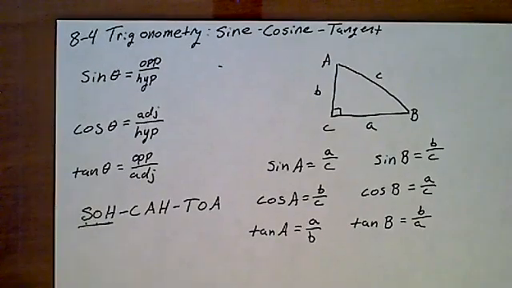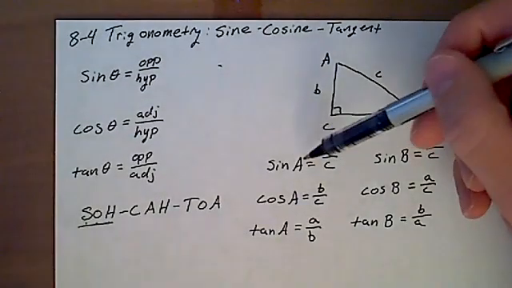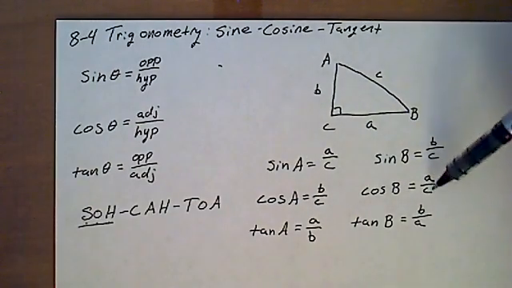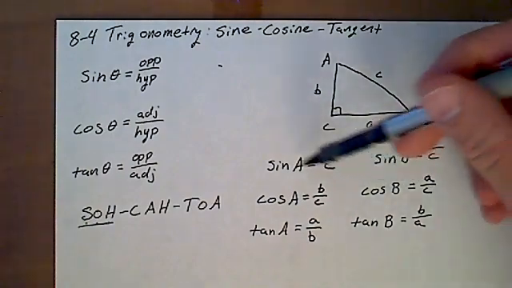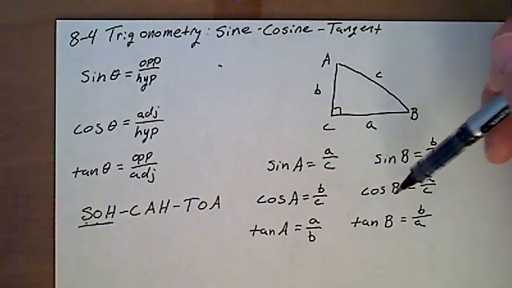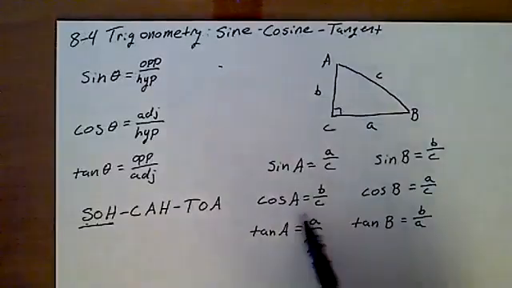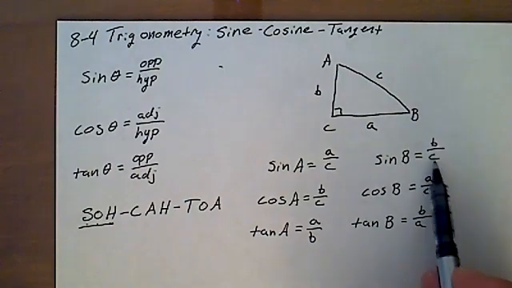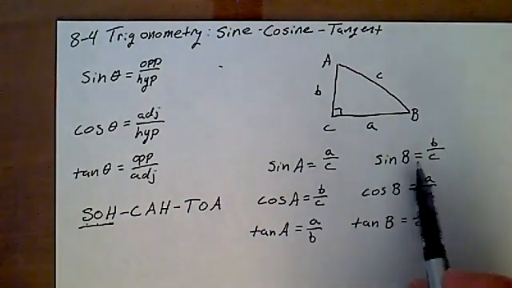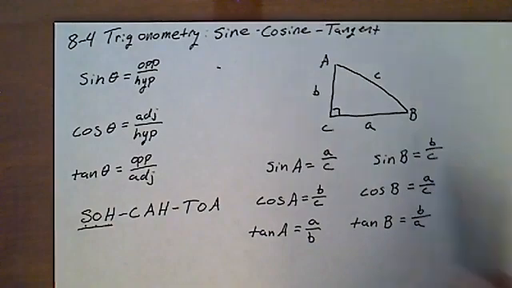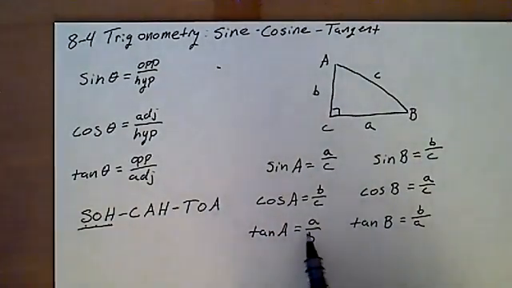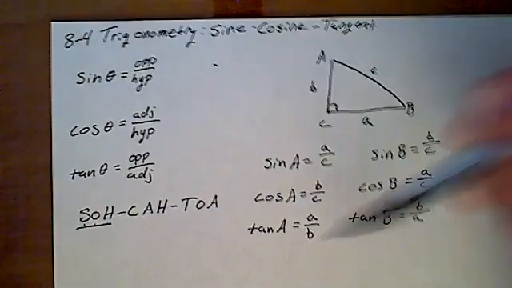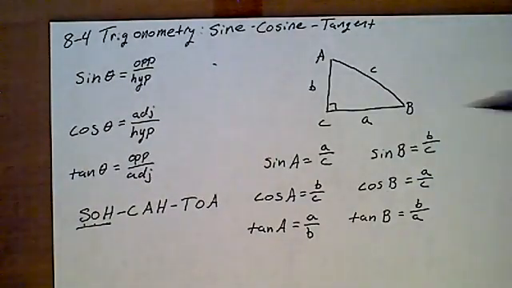Now, something you should notice here is that the sine of A is A over C. The cosine of B is also A over C. So the sine of A and the cosine of B are equal to each other. The cosine of A is B over C. The sine of B is B over C. They are equal as well. And then you'll notice that tangent of A and tangent of B are not equal to each other, but they do have a relationship there.